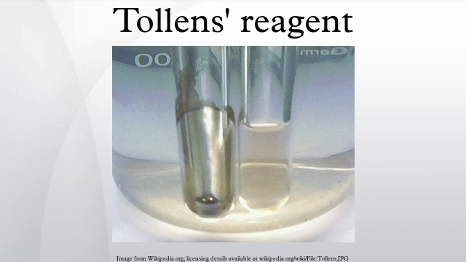A positive test with Tollens reagent is indicated by the precipitation of elemental silver, often producing a characteristic silver mirror on the inner surface of the reaction vessel.